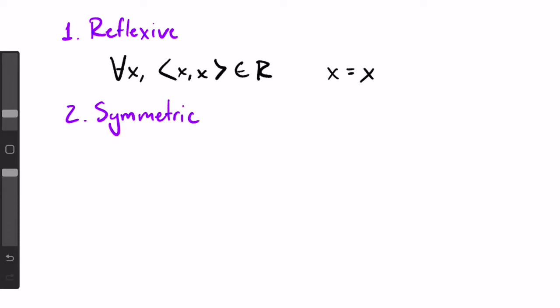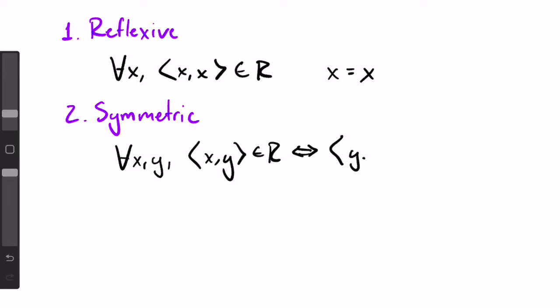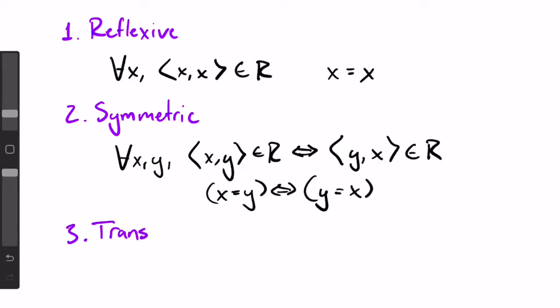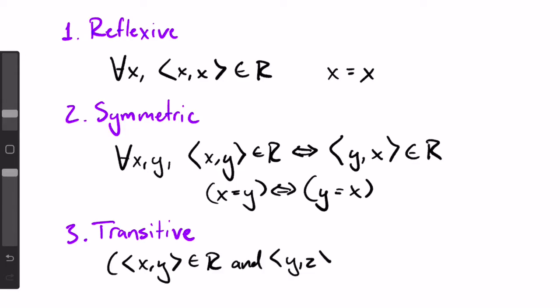First, R is reflexive, meaning that for all x, the ordered pair (x, x) is in R. That makes sense because we want everything to equal itself. Second, R is symmetric, meaning that for all x and y, if (x, y) is in R, then (y, x) must also be in R. If x equals y, y should also equal x. And lastly, R is transitive, meaning that for all x, y, and z, if (x, y) is in R and (y, z) is in R, then (x, z) is in R. So if x equals y and y equals z, then x equals z.